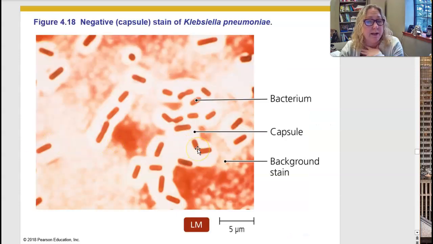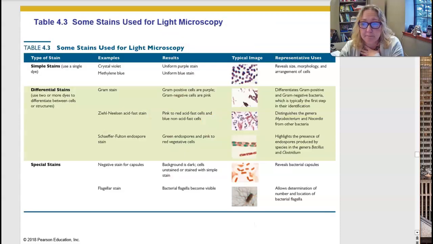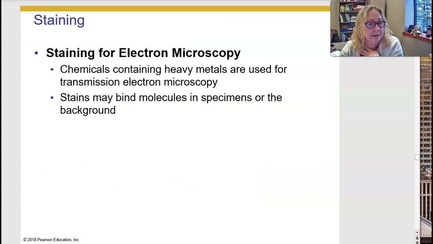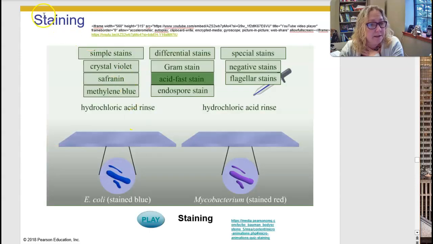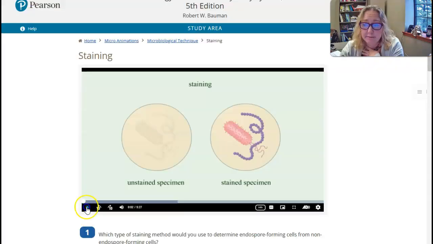Here is a really great negative stain. I've never seen a negative stain look this good, but surprise me. Simple stains, you're going to use crystal violet. All of these stains are in the lab. They're either in the refrigerator or on the bench. And these are all the ones you're going to do as you start learning how to differentiate the bacteria. And again, you get to do these with just a microscope, which is pretty fascinating. They still stain stuff for electron microscopy, but we are obviously not doing that because we don't have an electron microscope. And here's a little staining video.